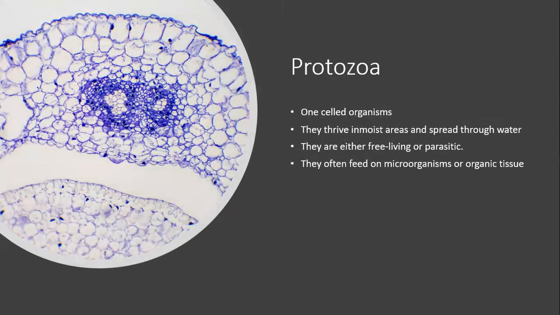Next up are protozoa. These are one-celled organisms, and they thrive in moist areas and spread through water. And they can either be free-living or parasitic, and they often feed on microorganisms or organic tissues to survive.